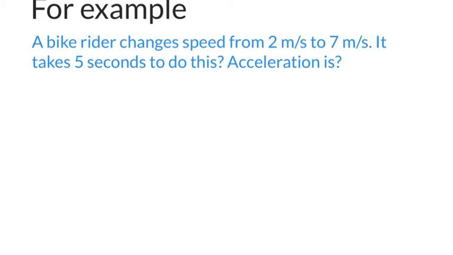So let's look at an example. We've got a bike rider, and they change their speed, they speed up, in other words, from 2 meters per second to 7 meters per second. Now, to do this change, it says it takes 5 minutes to do this. So what is their acceleration? This is a sample question.